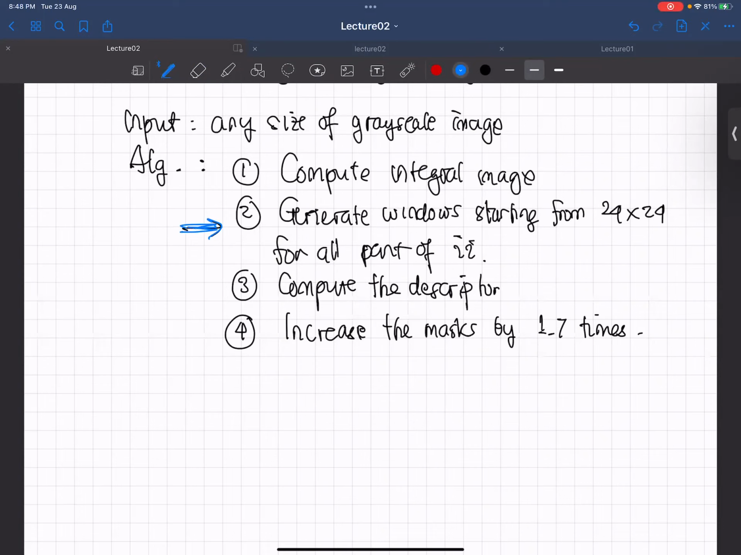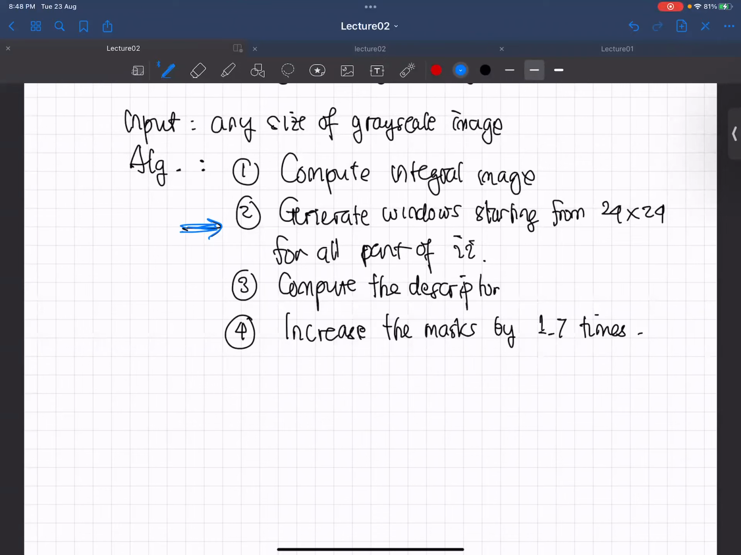Now, 24 by 24 is assumed to be the face size. But in your real input image, it's likely that the size of the face will be larger. Right? So now, if it is larger, in the previous algorithms, you have to increase the 24 by 24 cropping. But in this case, we don't need to do that. We don't need to increase the crop. What you need to do is to increase the starting point of your mask.